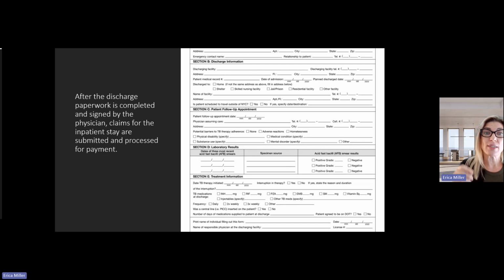And again, once that discharge paperwork is done, because there's a discharge status code that has to be applied on a claim form, that's why we can't just build these out for every day that the patient is in the hospital, claim by claim by claim. You have to wait until the end because there's a discharge status code as well. Okay.